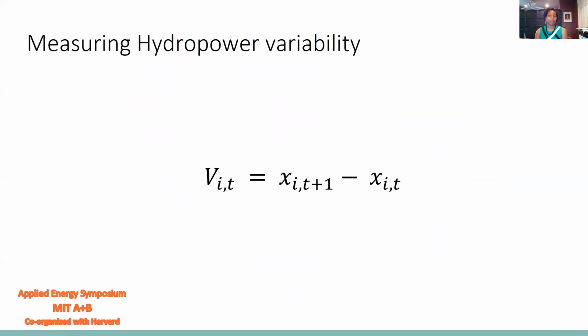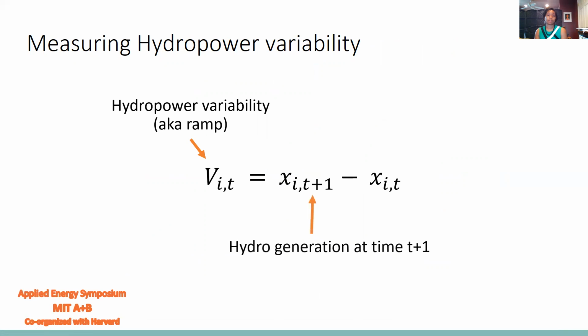We measure hydropower variability using the following equation, where hydro variability, or in other words, the ramp, is equal to the hydro generation at time T plus 1, subtracted from the hydropower generation at time T.